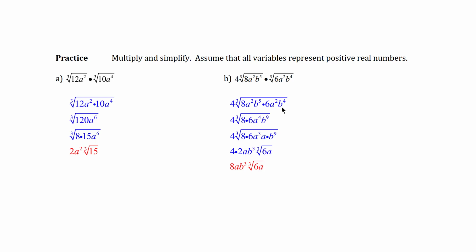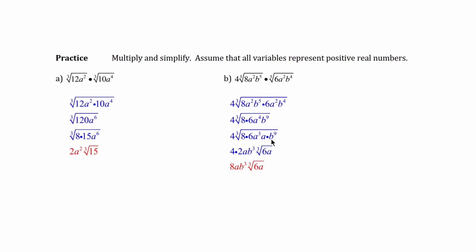Next, I multiplied everything together underneath the radical. However, I kept 8 and 6 separated. So I have 4 times the cube root of 8 times 6a to the 4th power b to the 9th power. Next, I rewrote a to the 4th power as a cubed times a. So we have 4 times the cube root of 8 times 6a cubed times a times b to the 9th power.